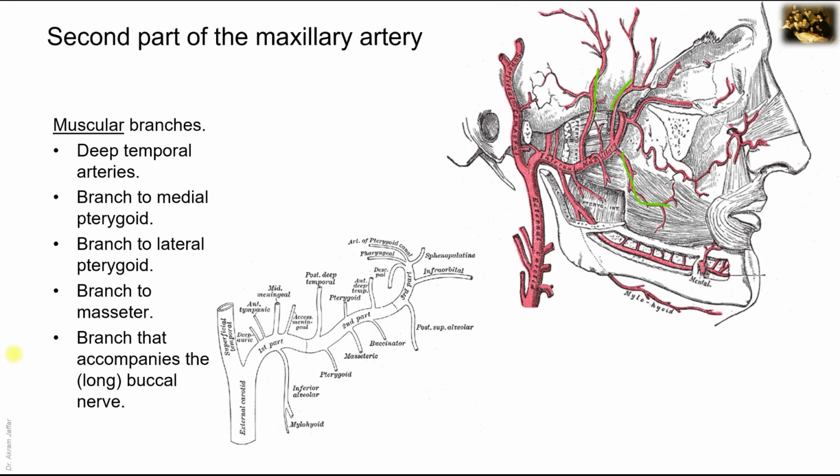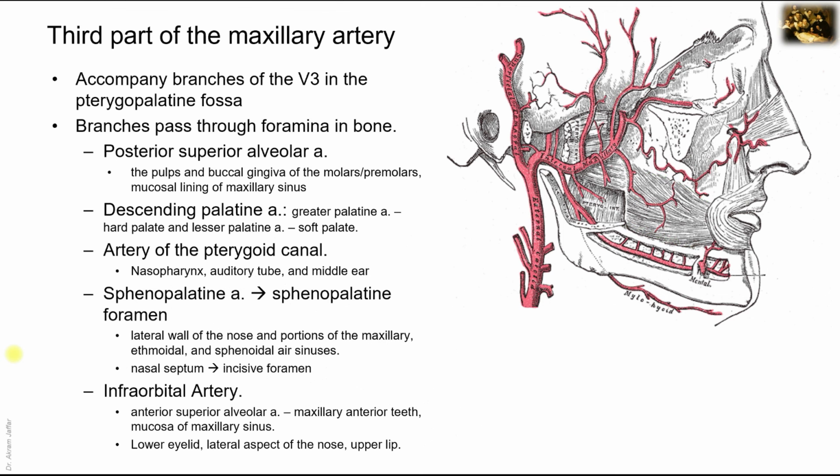Remember the long buccal nerve that supplies the skin of the cheek and passes through the buccinator muscle. So it accompanies the long buccal nerve. These 5 branches, they supply muscles and they do not pass through foramen. They are muscular branches.